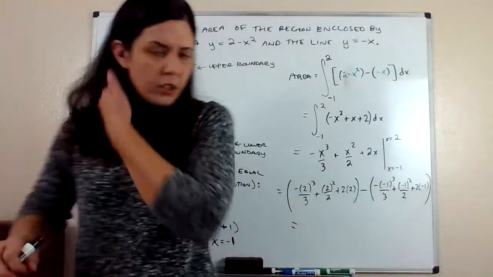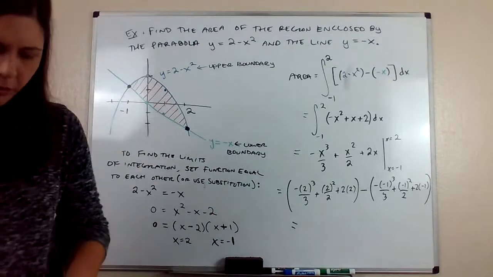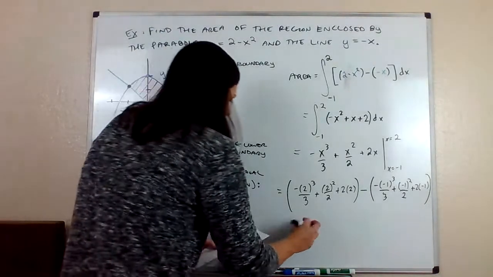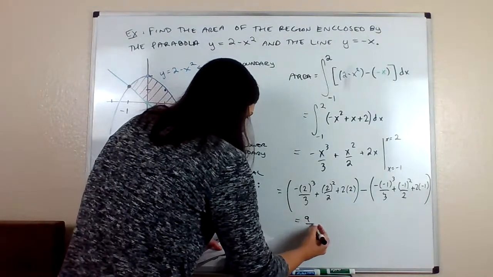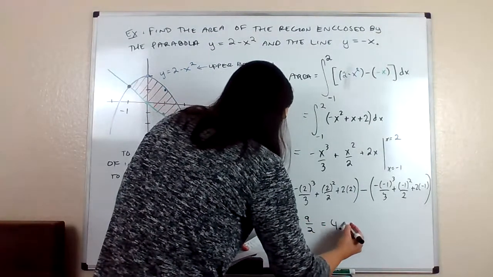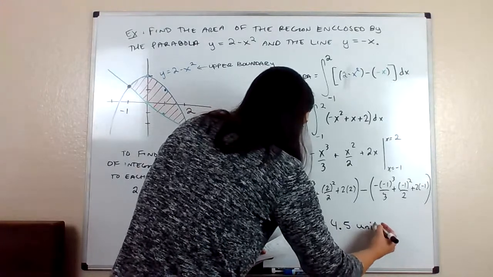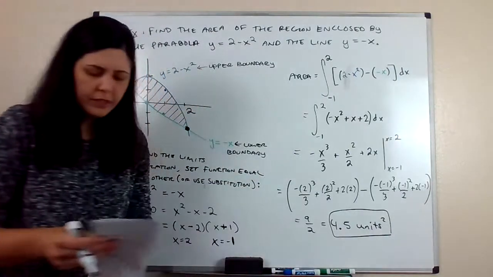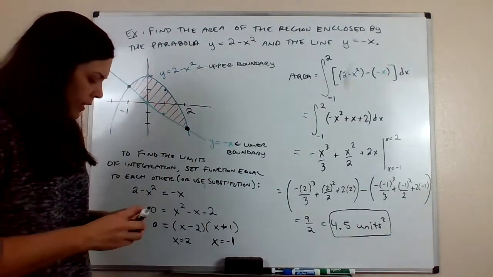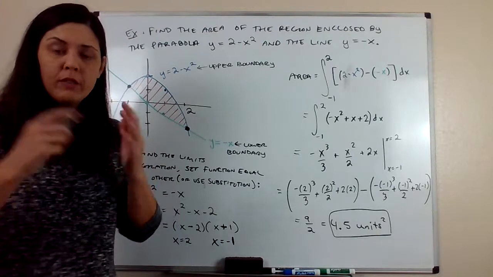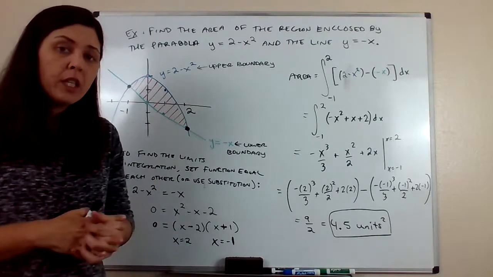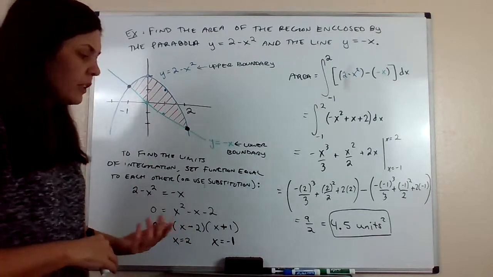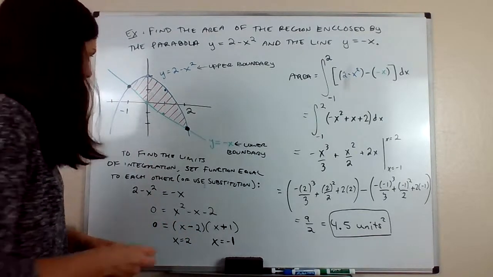Okay, so the rest is just a quick computation. I won't make us go through that, but you will get 9 halves, or 4.5. And because this is area, we're going to say square units. Whatever our units are, they're squared because it's area. So that's our first one for how to find the area between two curves. You have to identify an upper boundary and a lower boundary, and then if the limits of integration aren't given, you have to calculate those as well.